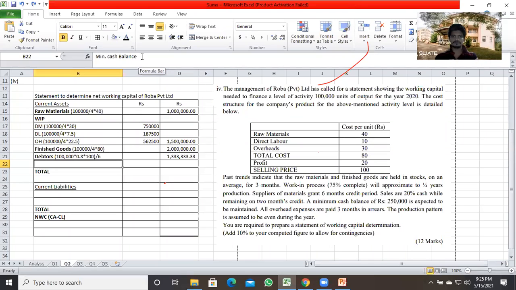Now, what are the other current assets available in our sum? One asking, yes, cash available.